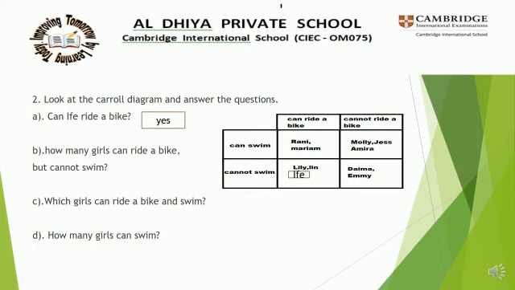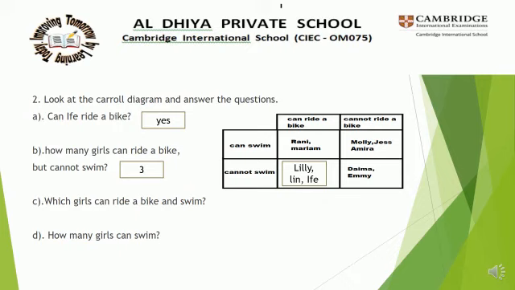See the next question. How many girls can ride a bike but cannot swim? They can ride a bike. Here, can ride a bike but cannot swim. That is in the Iffy box. That Iffy box, how many girls? 3 girls. See this? Lily, Lynn, Iffy. They 3 cannot swim but they can ride a bike. So how many girls? 3 girls. So answer is 3.